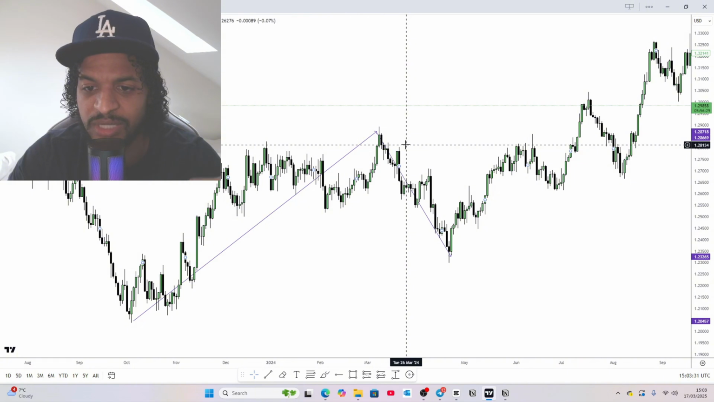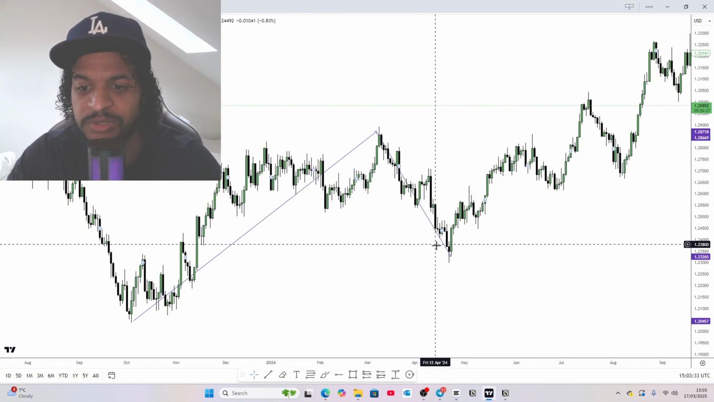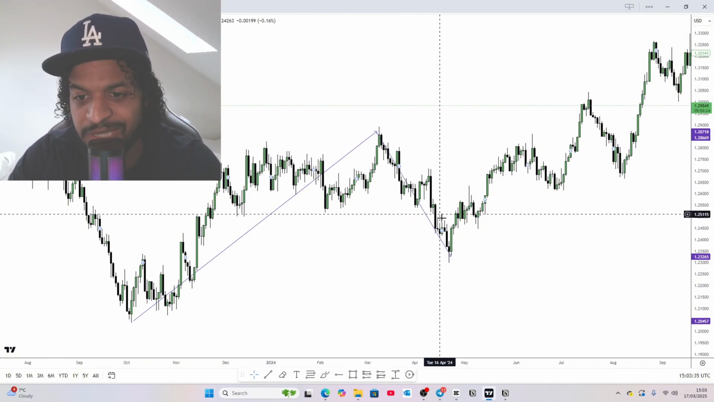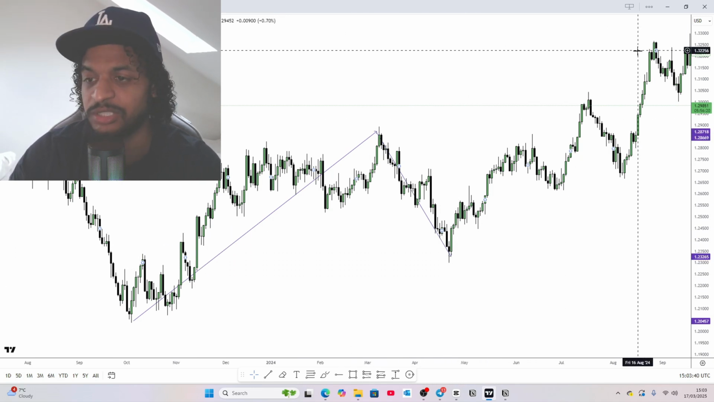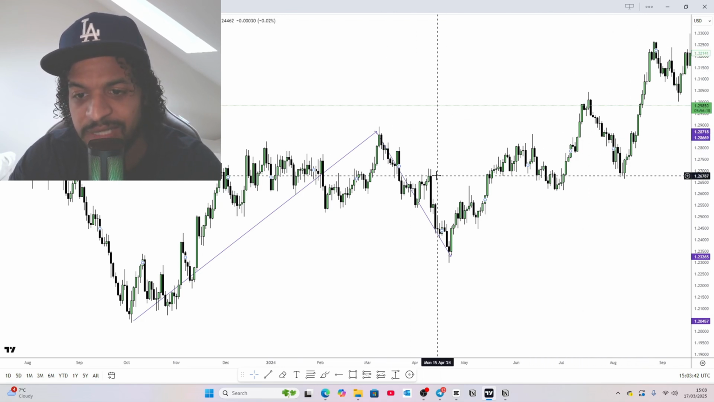However, if you are anticipating a retracement, there's also a way to engage in that price action rather than just waiting for the buy to continue the trend. You can be a seller in these areas.